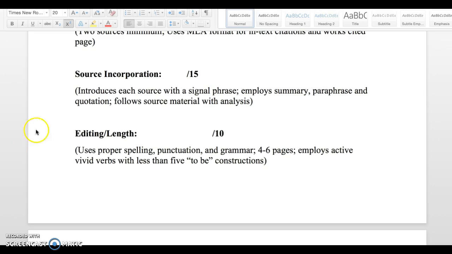One last thing, we're going to be working on spelling, grammar, punctuation, 4 to 6 pages. And the last thing I want you to try to do, it's not a be-all, end-all, but I want you to go for it, is try to have less than 5 to-be verb constructions in your final draft of the paper. So we'll work on that when you get to revision. Don't worry about that yet.